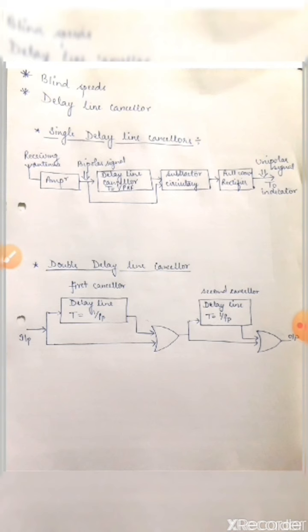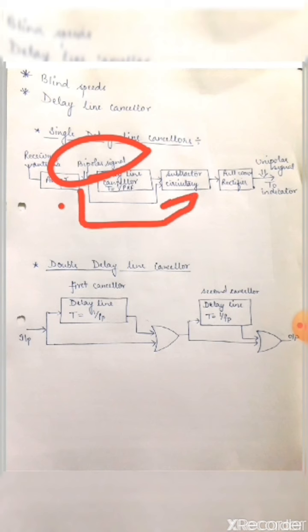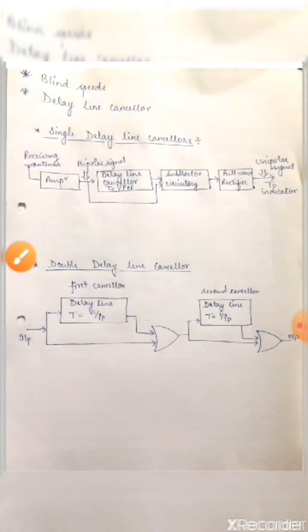Then due to the change in angle and amplitude of the echo of the current pulse with the preceding pulse, it gets detected. Right. The first pulse here, the bipolar signal, is given to the delay line canceller and one signal is given to the subtractor circuitry. After passing through the full wave rectifier, we get a unipolar signal to the indicator and the required pulse is indicated.